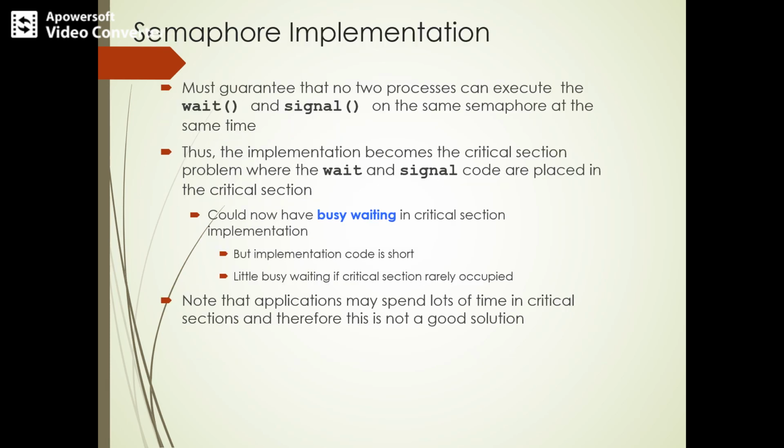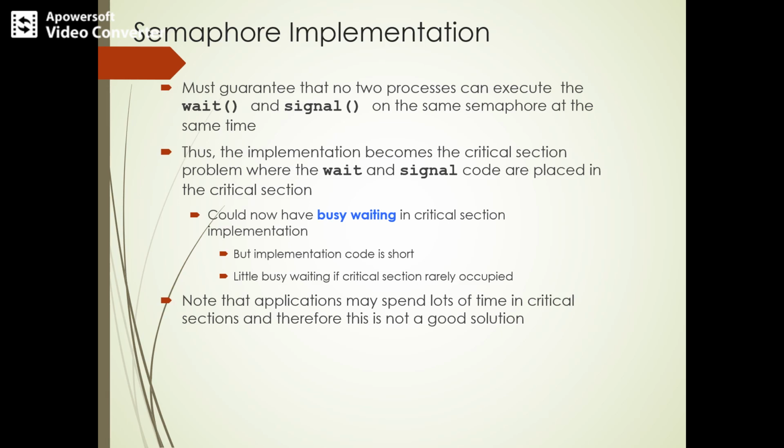Most systems guarantee that no two processes can execute wait and signal on the same semaphore at the same time. While a process is in its critical section, any other process that tries to enter must loop continuously in the entry code. This continual looping is a problem in real-time systems where a single CPU is shared by many processes. That is called busy waiting. Busy waiting wastes CPU cycles that some other process might be able to use. This type of semaphore is called a spin lock, because the process continuously spins while waiting for the lock.